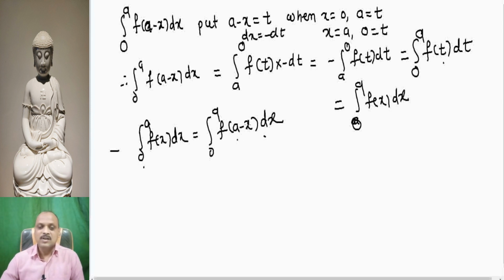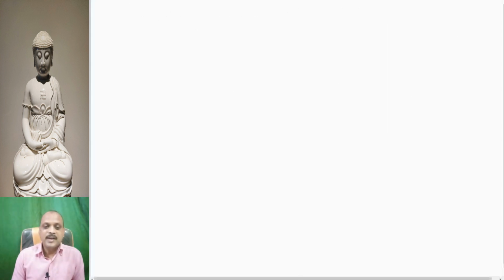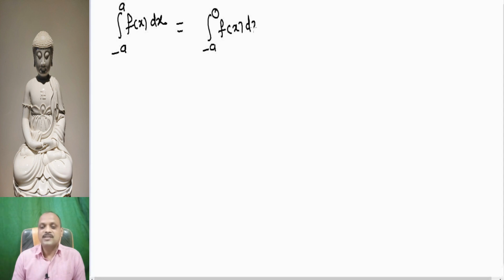Okay, now let us evaluate another integration. Integration of f of x between the limits minus a to a. As per our third property, 0 lies between minus a and a. Then we write this as integration minus a to 0 f of x dx plus integration 0 to a f of x dx. Suppose this is my equation number 1.